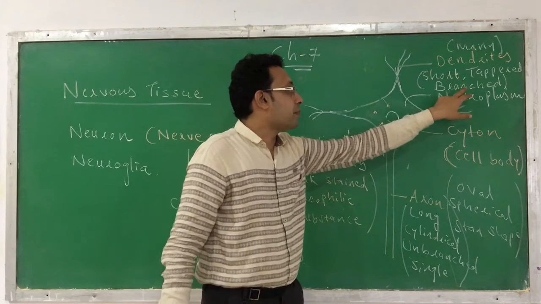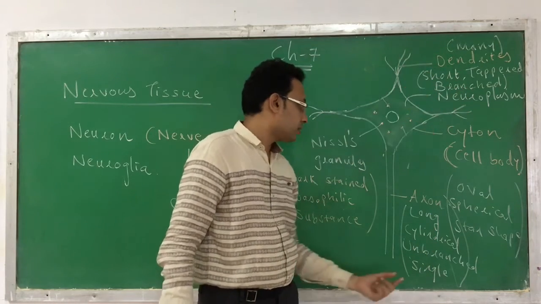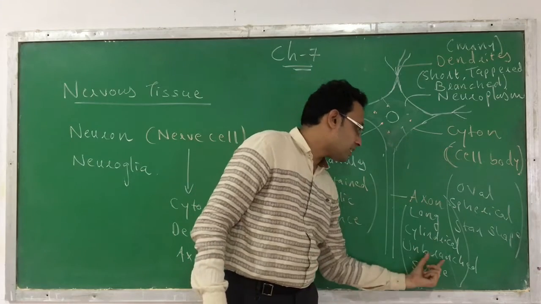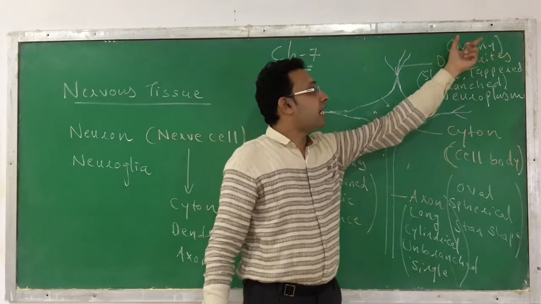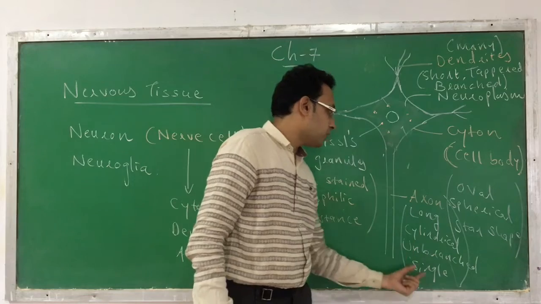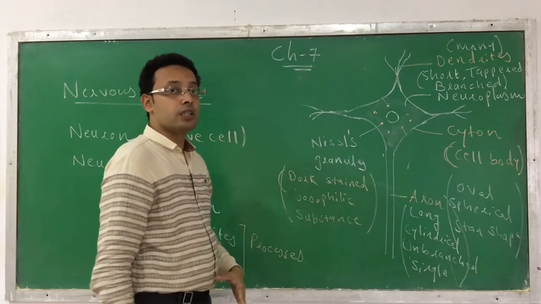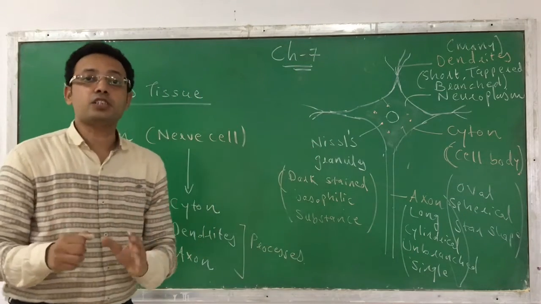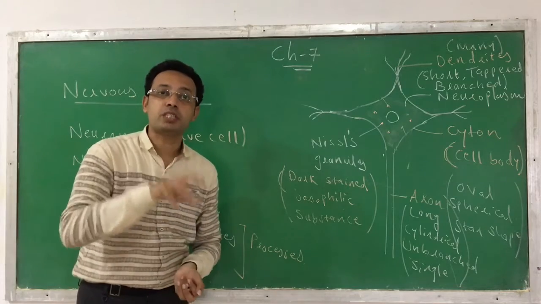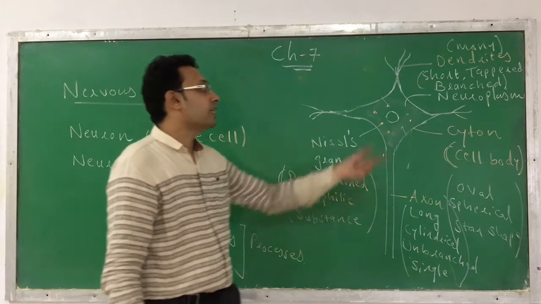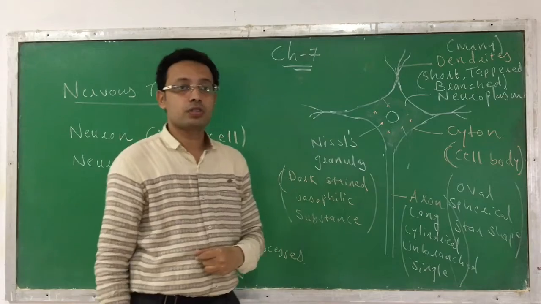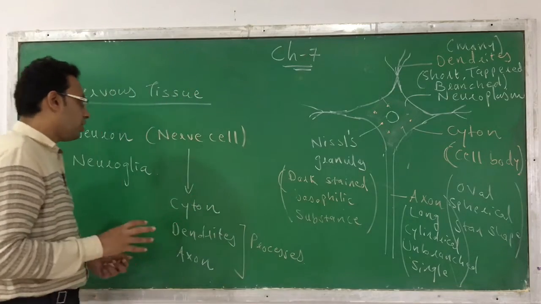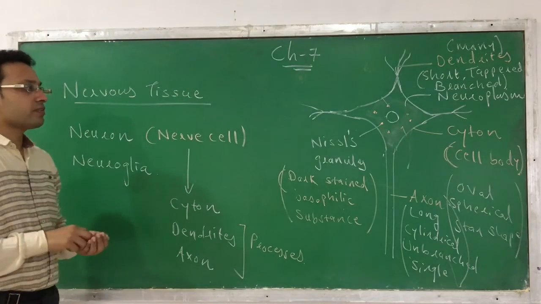The dendrites are branched. Branches are going to be formed, whereas the axon is unbranched. Dendrites are many in number, but the axons are usually single. So these are the differences between the processes that arise from the cyton or the cell body. We call them dendrites and axons. So this is the structure of nervous tissue.